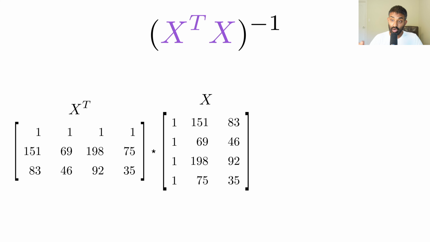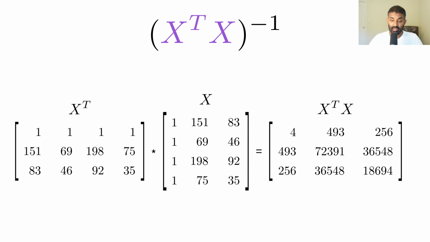So the first row represents the y-intercept, the middle row represents the number of athletes, and the last row represents the number of events. And when we multiply these out, we get a matrix x transpose x, which is what we call a square matrix that has the same number of rows and columns. When you do matrix multiplication, your final result has the same number of rows as the first matrix you multiply, and the same number of columns as the second matrix you multiply. So multiplying x transpose times x always gives you a square matrix.